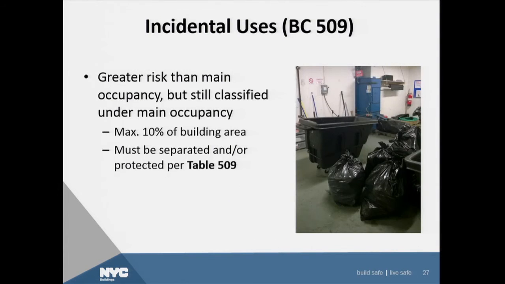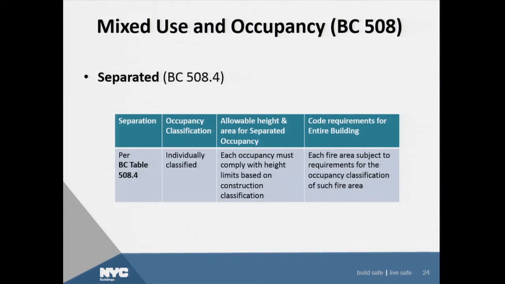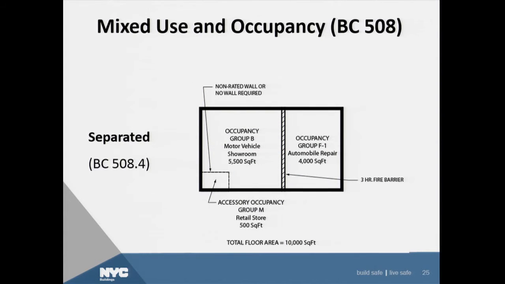Where'd the table? Oh, I'm sorry. I thought there was a table 508.4. It's not here. So if you were to look on the table, you would see that between these two occupancies, there would be that separation requirement for between B and F1. And again, accessory has no separation requirements here.